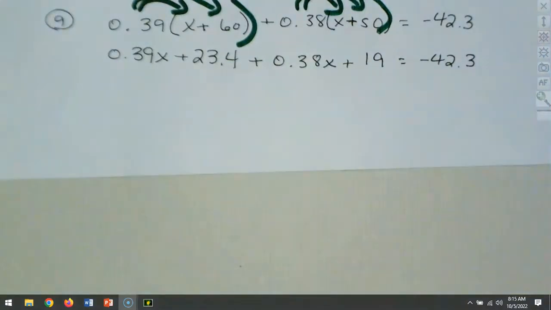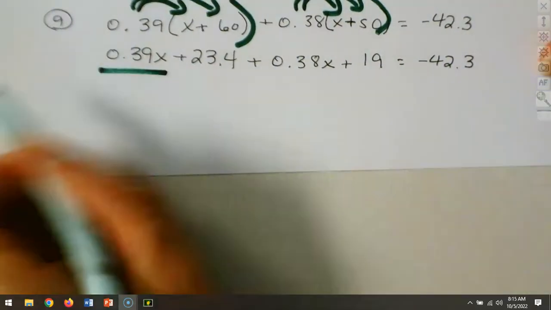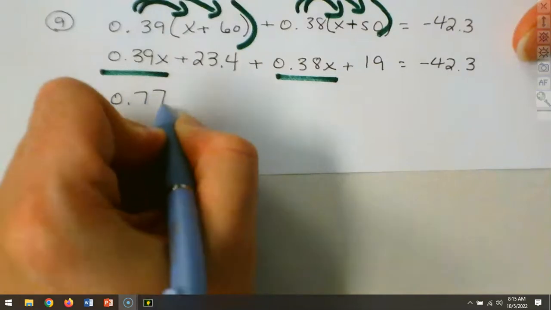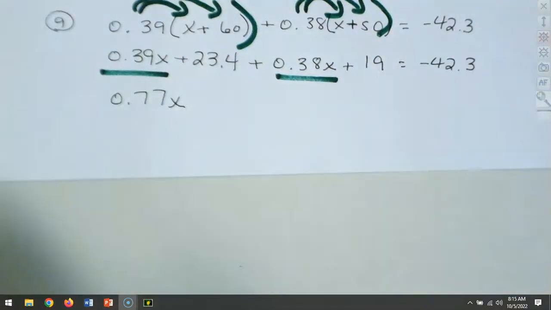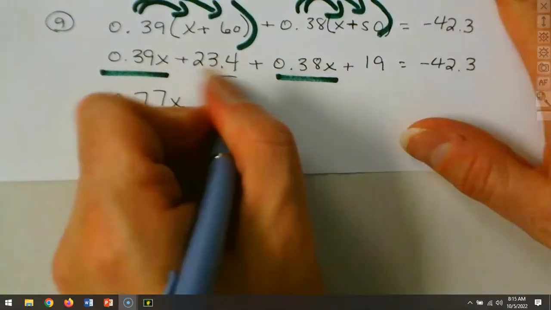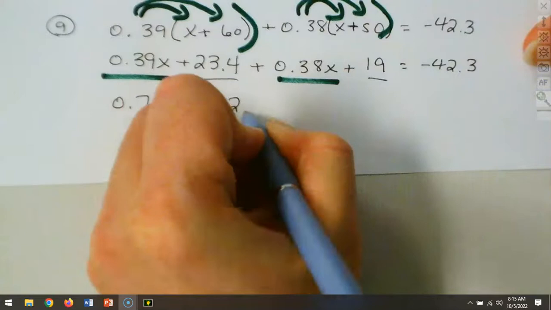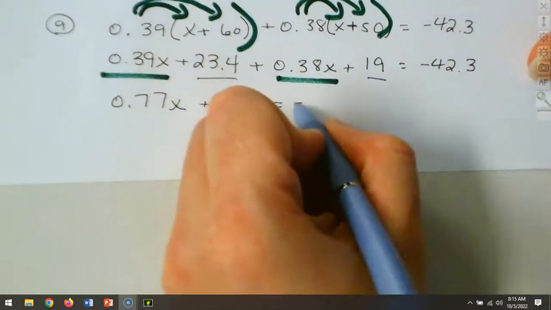Before we start moving things around, we have to look on the left and the right and make sure we can't combine like terms. When we look on the left, can I put some terms together? Yes, those can go together. So the x's can go together. They're on the same side. They combine. So 0.39 plus 0.38 gives you 0.77x. Okay, and then what do we do with the numbers? Numbers can go together as well, can't they? So 23.4 plus that 19 gives you 42.4. And that equals a minus 42.3.